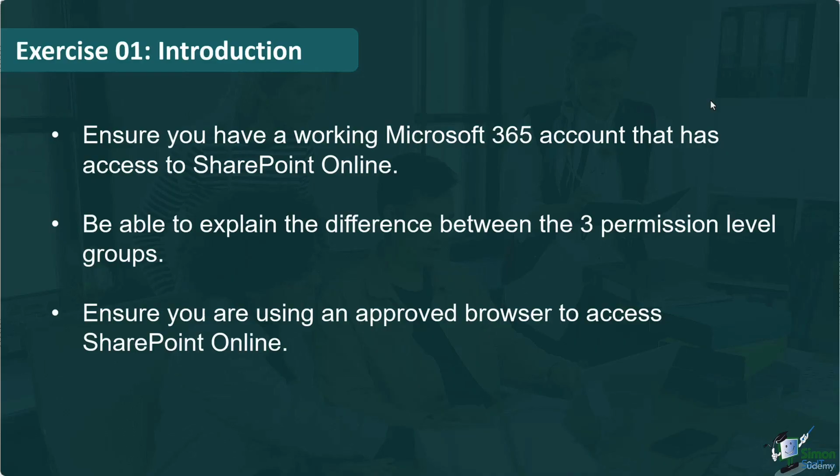So the first thing I'd like you to do is just to make sure that you have a working Microsoft 365 account that has access to SharePoint Online. We're definitely going to need that if we want to complete this course. And I'd like you to be able to explain the difference between the 3 permission level groups in SharePoint. And then finally, I'd like you to ensure you are using an approved browser to access SharePoint Online.